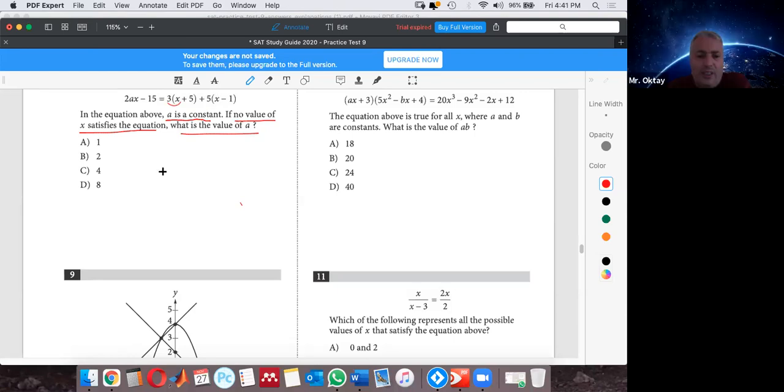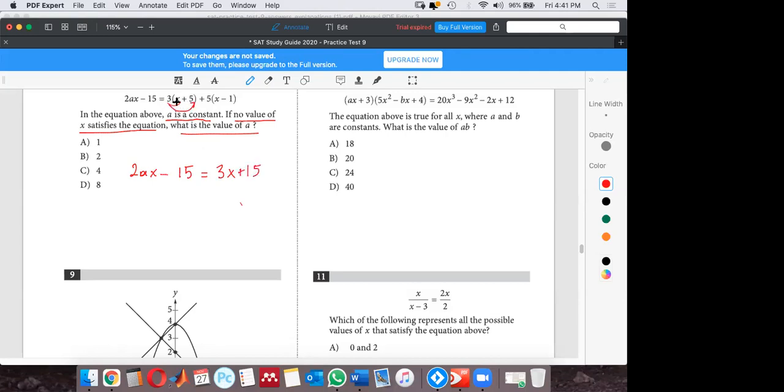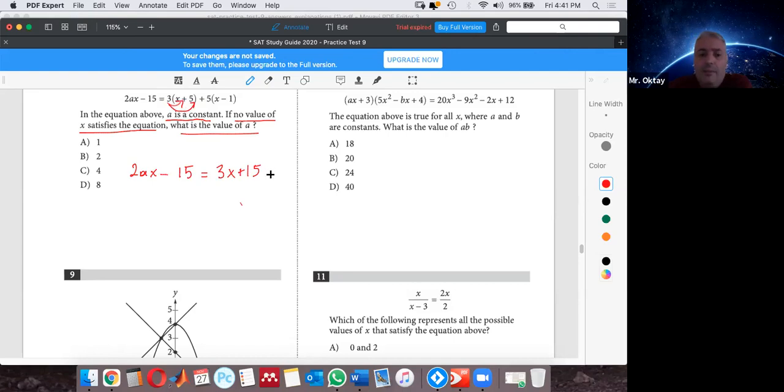So this is a bit tricky question. What could it be? 2ax minus 15 is equal to... but this is plus, not multiplication. Okay, let me check it one more time. Sorry, I thought that this is multiplication when I was solving it a minute ago. 3x, okay, it's easy now. 3x plus 15, plus 5x minus 5. So 3x and 5x together is 8x. 15 and negative 5 together is 10, equal to 2ax minus 15.